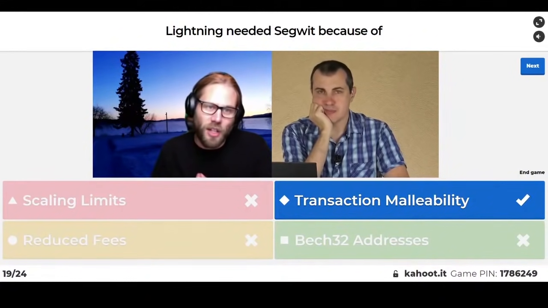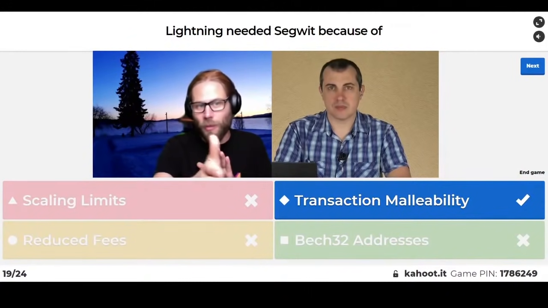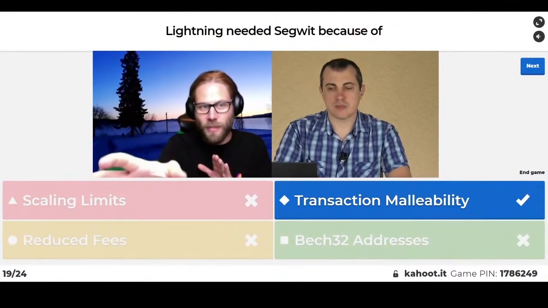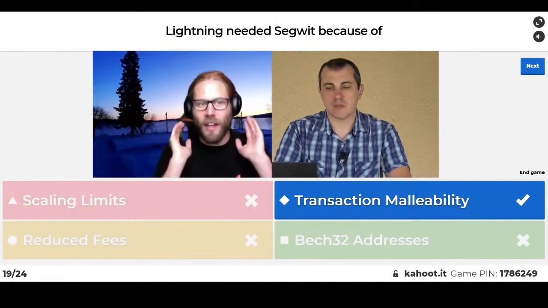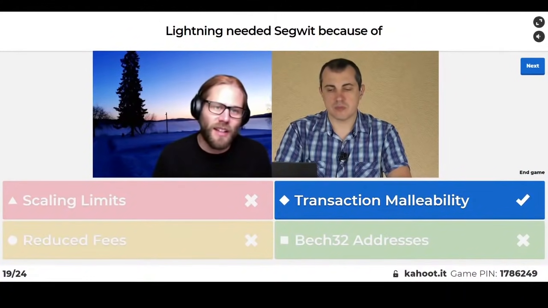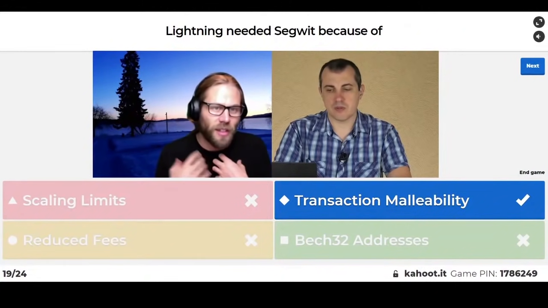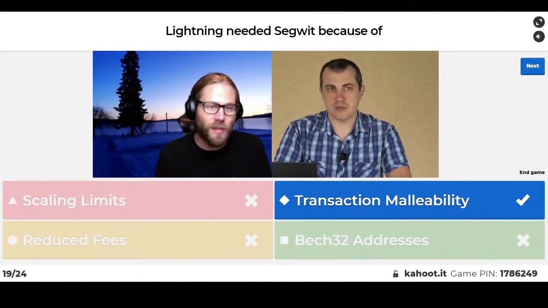When you open a payment channel, you send Bitcoin to a 2-of-2 multisig. Let's say I open a payment channel with Andreas. Andreas has a public key, I have a public key, and we send Bitcoin to that address. Now I have to make sure that if Andreas stops talking to me, I get reimbursed. So I need a refund transaction.